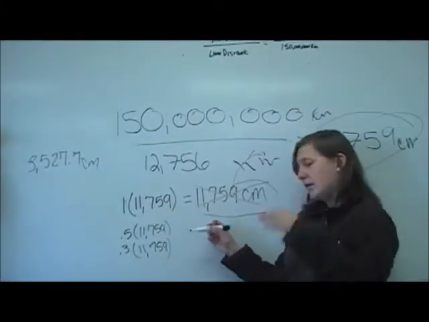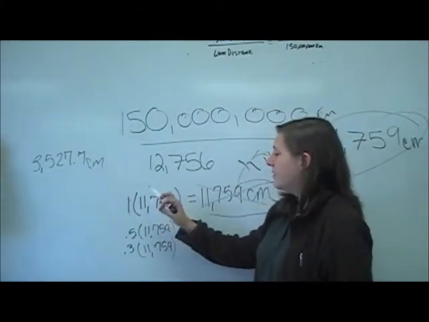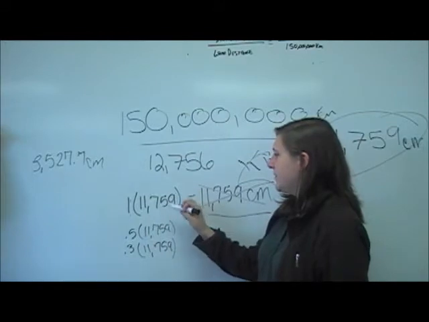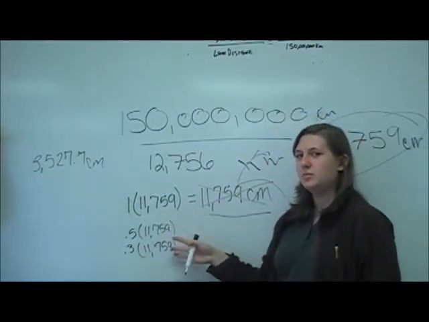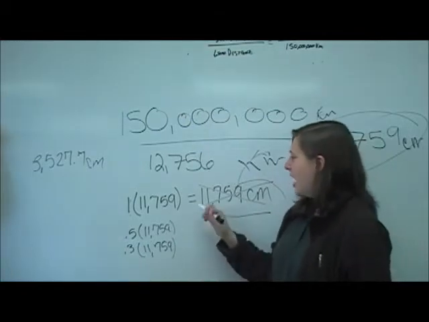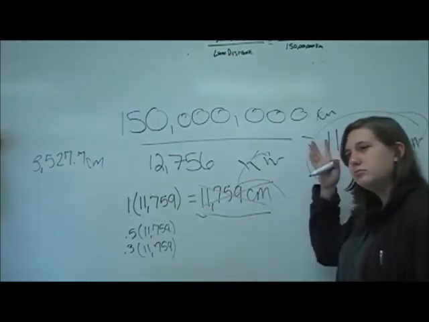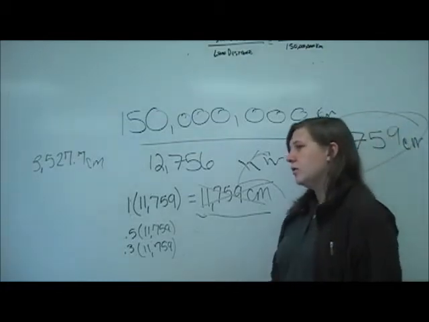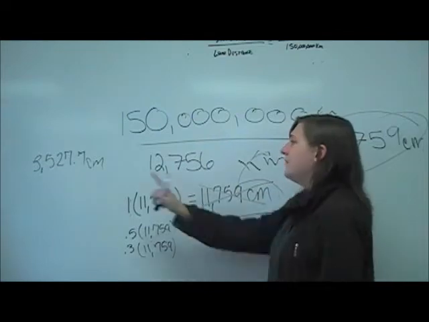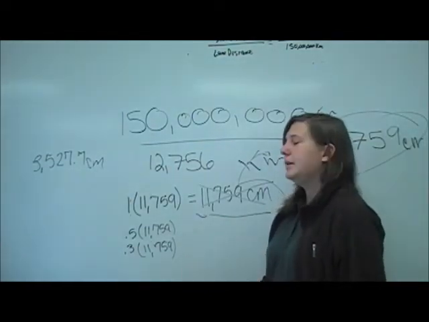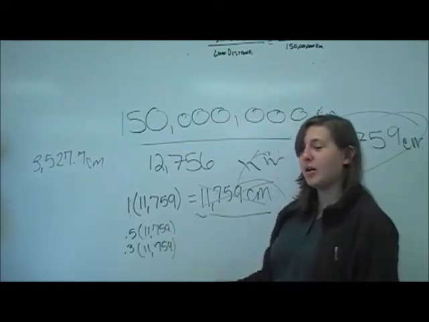So we multiplied 1 by 11,759, which is the distance between, in the ratio, and we got 11,759. Now you use that ratio to see if it fits the hallway. So we took this ratio to see if it would be able to fit this hallway. It didn't. So we started going, okay, we need to go smaller.